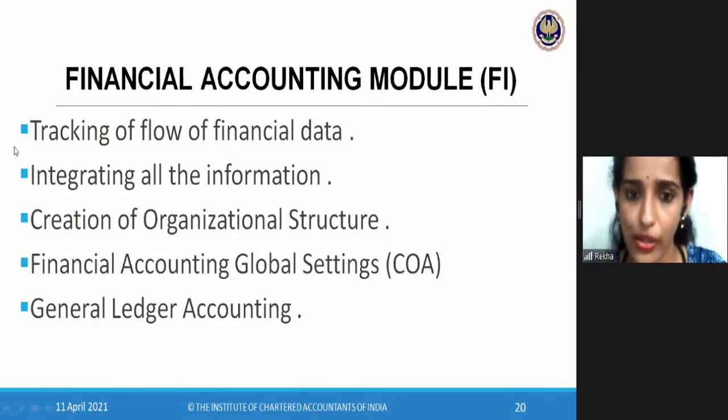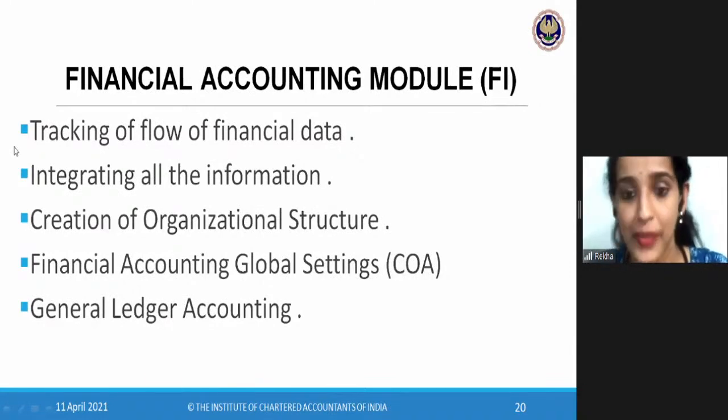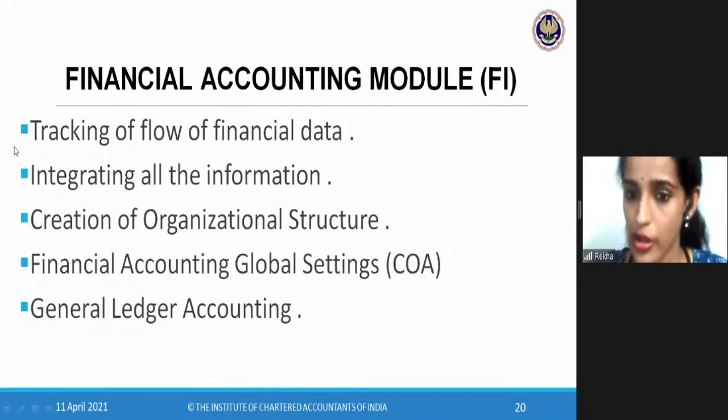So different modules will have access or will be integrated to your financial. It is not a standalone module. So this data will flow across different modules. Say you have to raise an invoice. Again, it will be coming from this particular module, sales. Now, there is a particular amount to be paid to a particular vendor. From the purchase, it will go to this particular module. So it is integrating all the information.